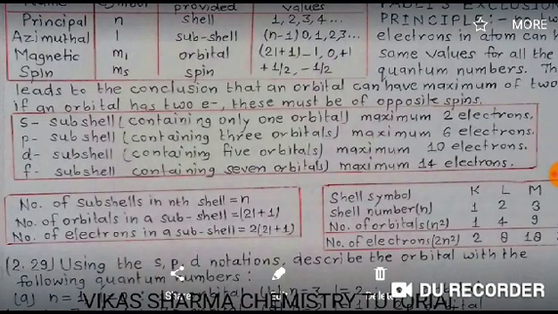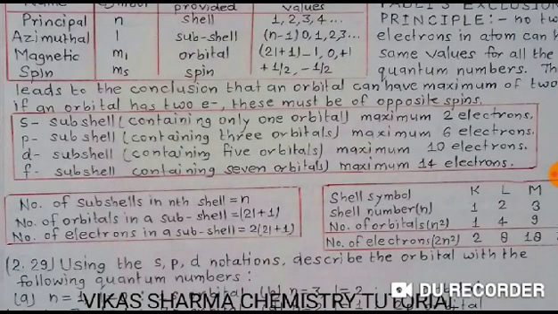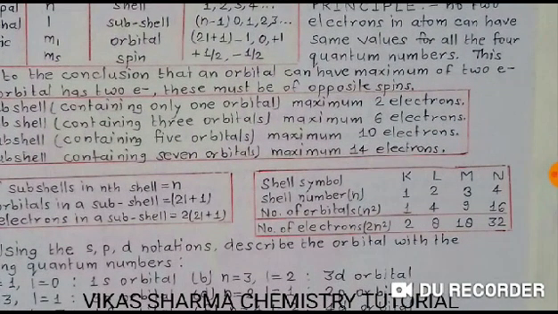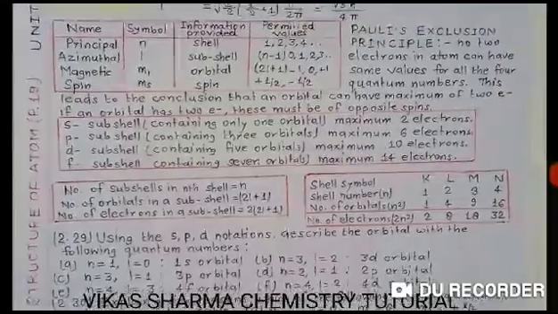So the number of subshells in shell n is n, and the number of orbitals in a subshell is 2l plus 1. The number of electrons in a subshell is 2 multiplied by 2l plus 1. The shell symbols are K, L, M, N, with shell numbers 1, 2, 3, 4. The number of orbitals is n squared: 1, 4, 9 and 16. The number of electrons according to the 2n squared formula: the K shell holds only 2 electrons, L holds 8, M 18 and N 32.